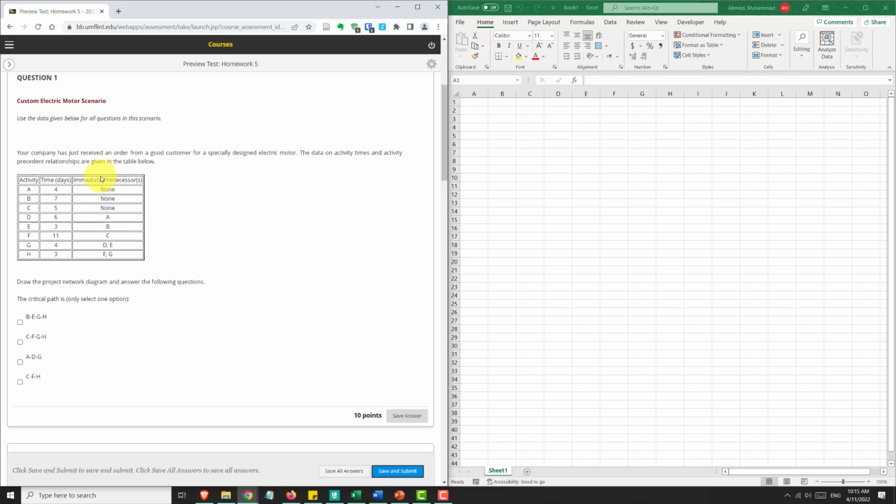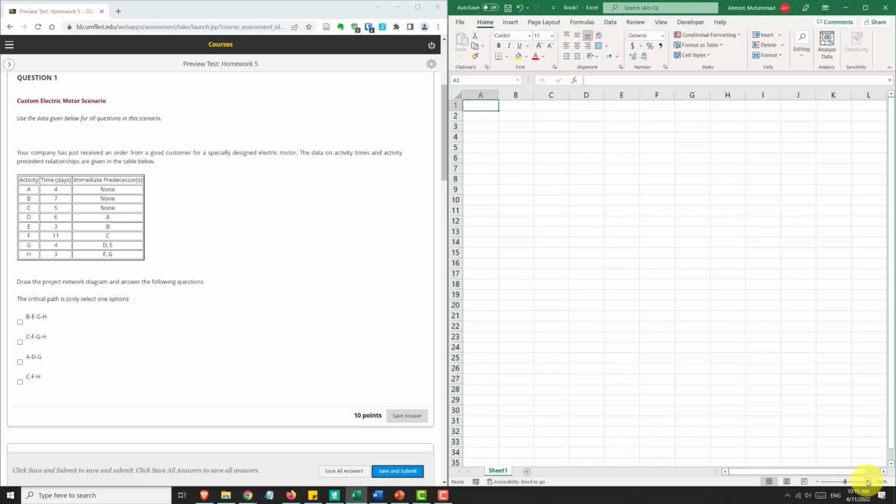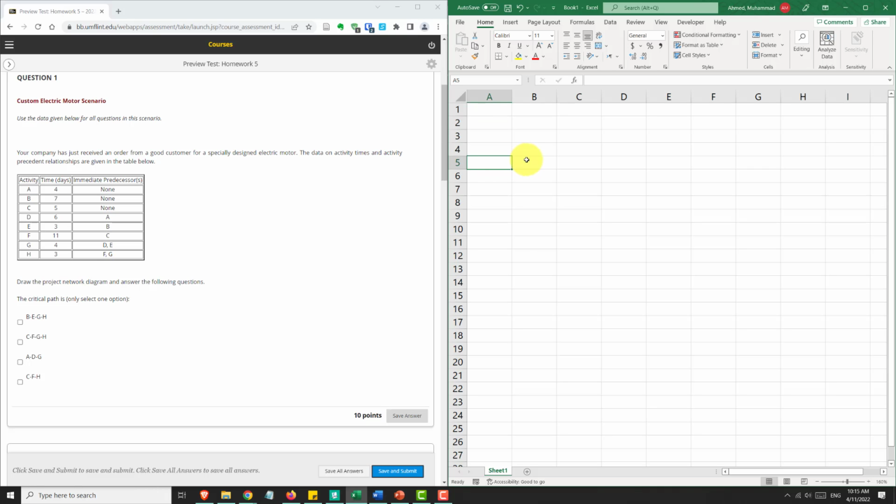So we need to draw a network diagram to start off with. I'll do everything in Excel. We can start by just writing start. And then from starting the project, we can do any activities which do not have a predecessor. So that's A, B, and C. They have no predecessor, so they could be done right away. Let's do A, which takes 4 days, B, which takes 7 days, and C, which takes 5 days.